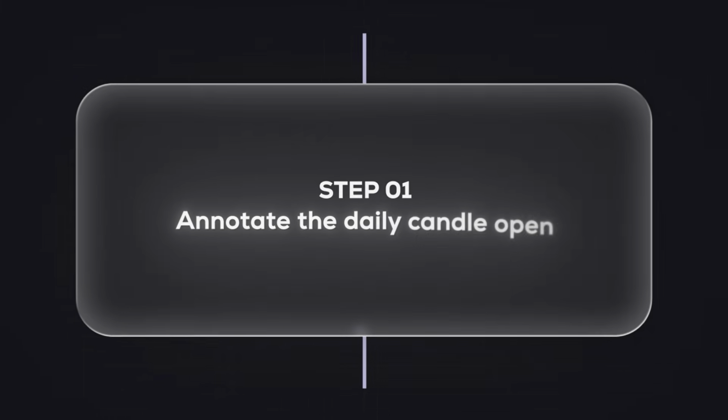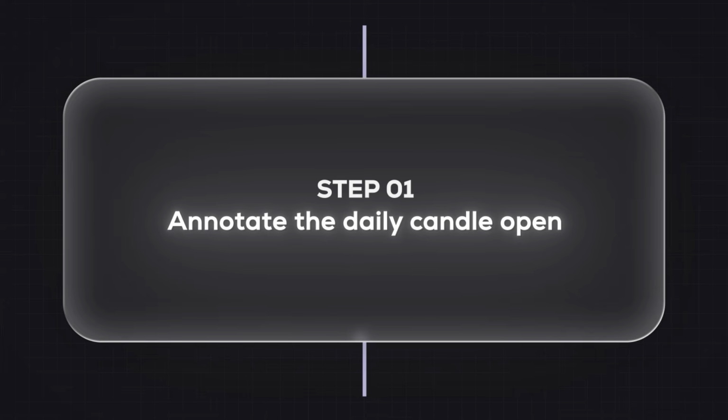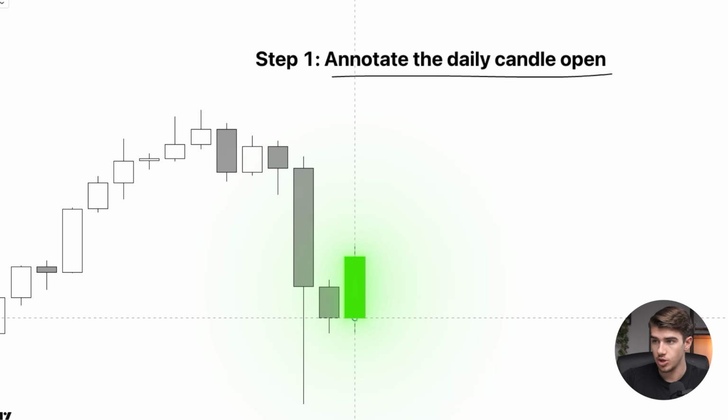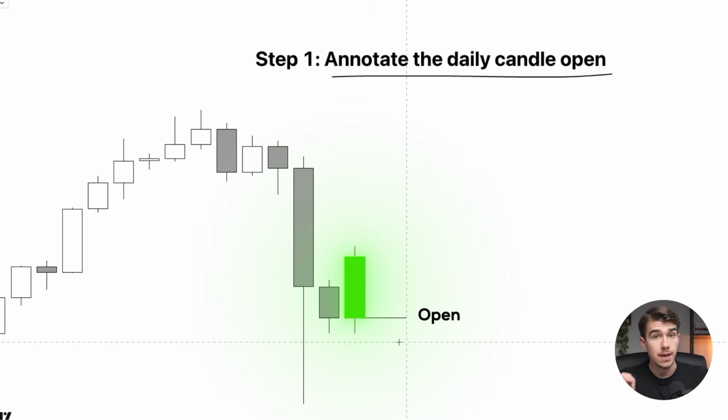Step number 1, annotate the daily candle open. Now, when I say annotate the daily candle open, it's quite simple. Right here, we have a bullish candle, and this is the open of that candle. So at 8 PM EST, every single day within the crypto market, a new daily candle gets printed.